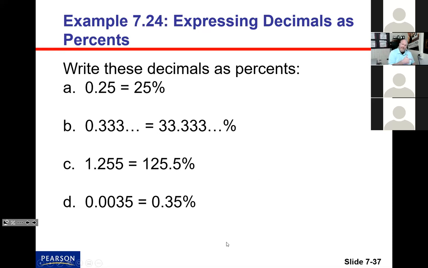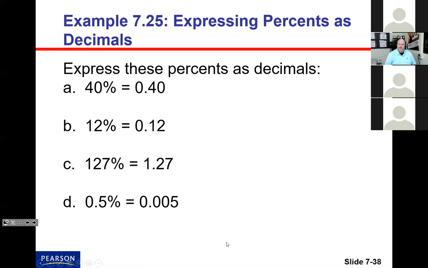Could we go the other way? Could we go from percents to decimals? Yes, we can. But instead of multiplying by 100, we divide by 100. So we move it 2 decimals to the left. So 40% divided by 100, we're going to move it there. And again, good math, we do 0.40. We converted it to a decimal. 12%, you move it 2 to the left, so you end up with 0.12. 127%, you can move it 2 to the left, so you get 1.27.